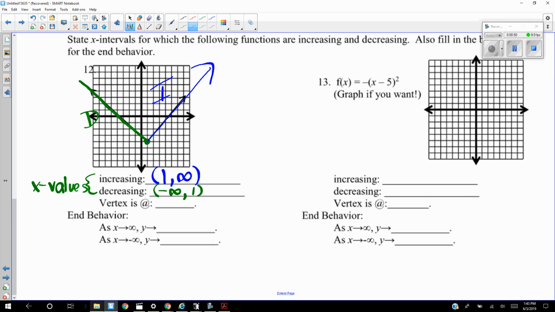The vertex is just this lowest point. It's the minimum value in this case. So the vertex is the point (1, -4).